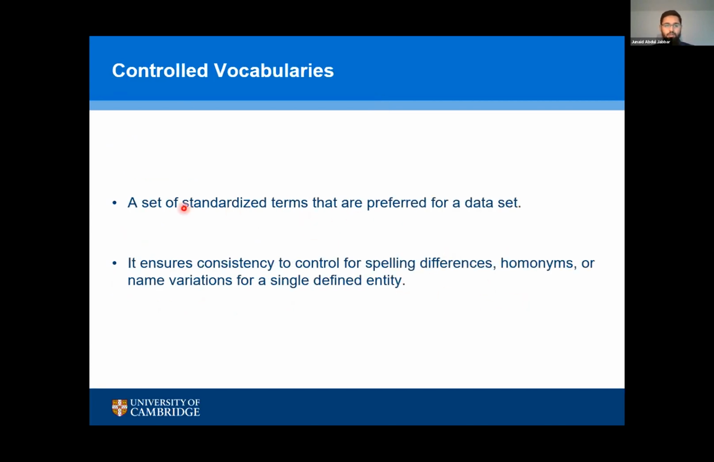All right. So starting with controlled vocabularies, we can say they are a set of standardized terms that are preferred for a data set. These allow us to ensure consistency, to control for any spelling differences that might come up while we are developing the data, and any name variations for a single defined entity that could be generated as part of the data development process. So let's see which attributes we can target with the controlled vocabularies and terms, and which attributes cannot be targeted and handled using controlled vocabularies.